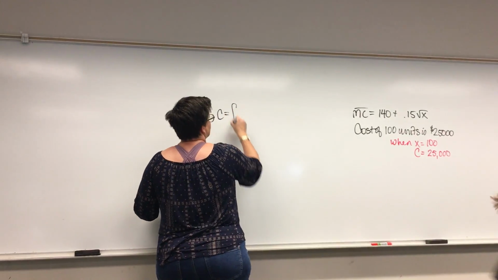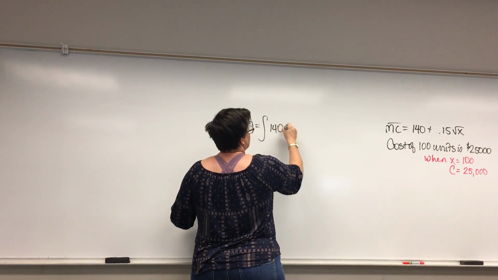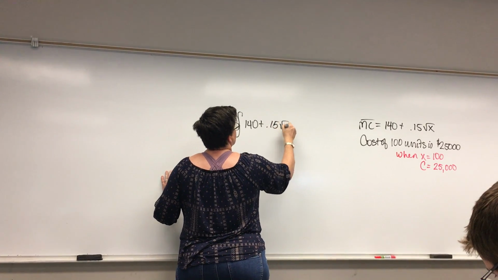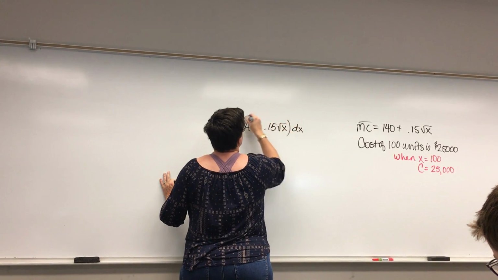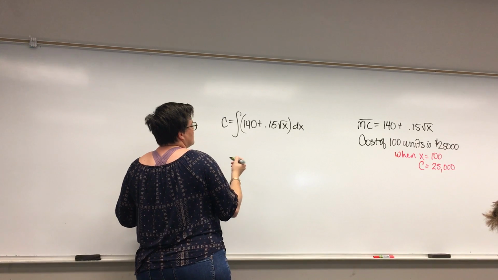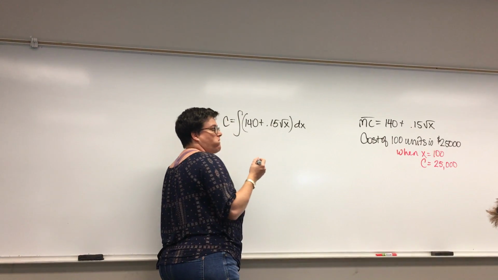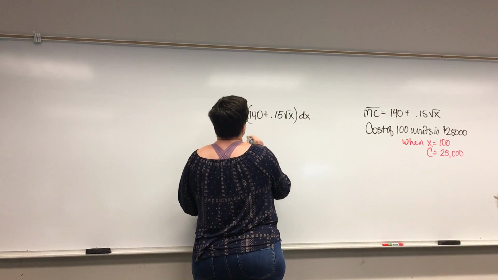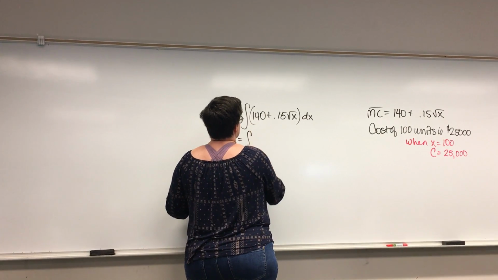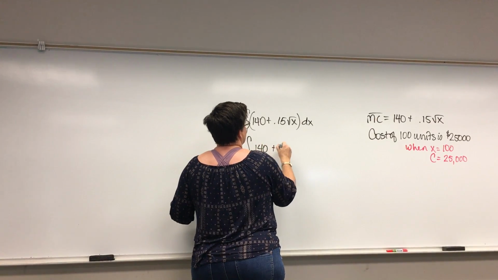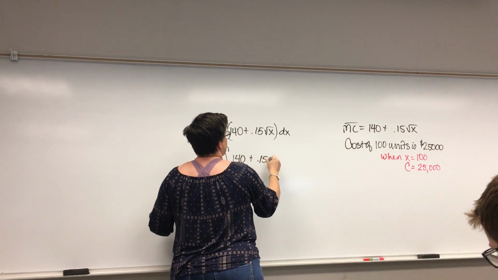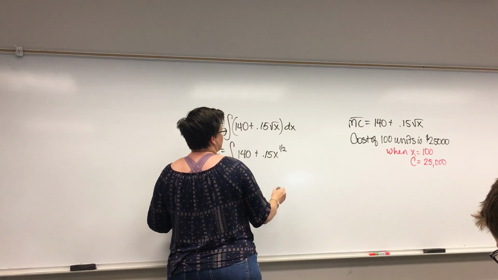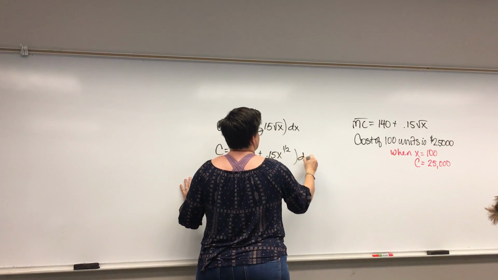So you take the integral of the marginal cost? Yeah, you're going to integrate marginal cost. And Marie, I think you said that as well, right? Mm-hmm. Okay, groovy. All right, so let's integrate it. So cost is the integral of 140 plus 0.15 square root of x with respect to x, right? Is this integral 1, 2, 3, or 4? It's 1, isn't it? So let me rewrite this. Cost equals the integral of 140 plus 0.15 x to the 1/2, right? And this is with respect to x.